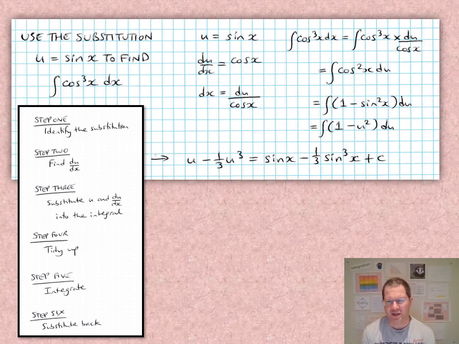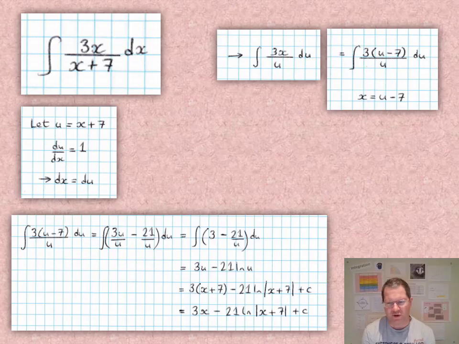But we've still got x's in there. But we know that cos squared x is the same as 1 minus sine squared x. So if we substitute 1 minus sine squared x, we can then replace the sine x with a u. So we've now got the integral of 1 minus u squared du. The integral of 1 minus u squared is u minus a third of u cubed. And then replacing the u's with sine x's gives us a final answer of sine x minus a third sine cubed x plus c.